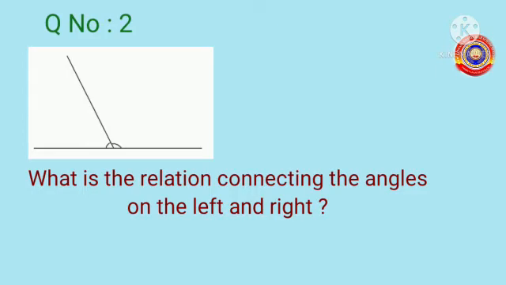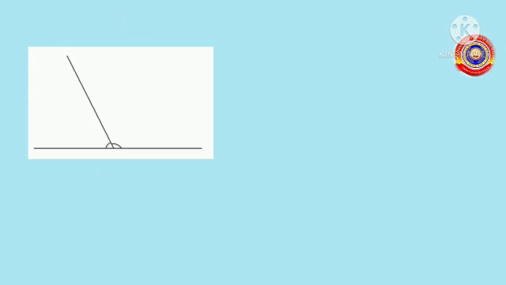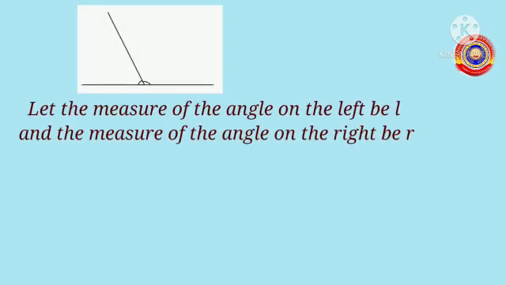Next, question number 2. See this figure. What is the relation connecting the angles on the left and right? Here, the measures are not given. We have to write the relation using letters or alphabets, by assuming letters to be the measure of the angle on the left and the measure of the angle on the right. Let the measure of the angle on the left be L and the measure of the angle on the right be R.